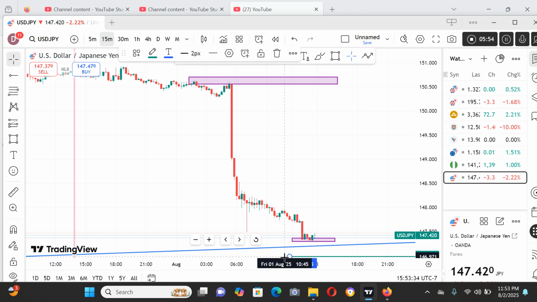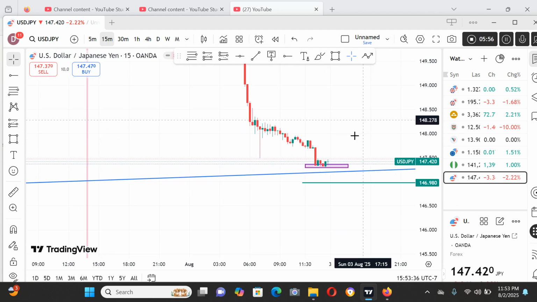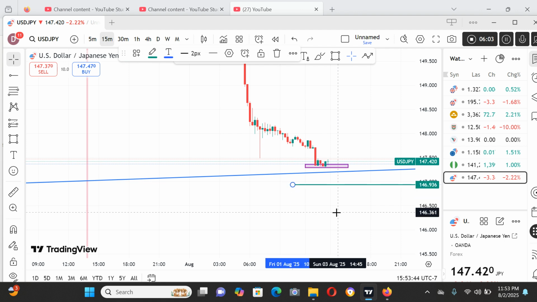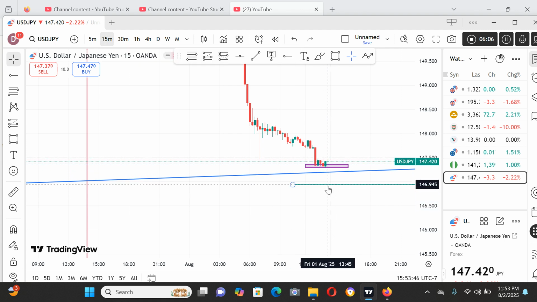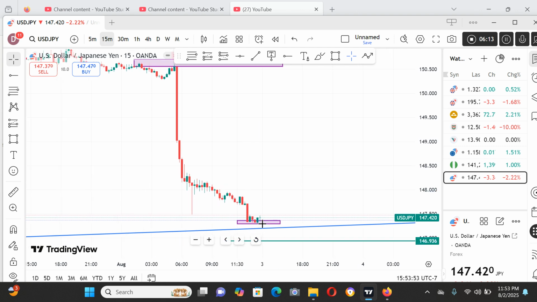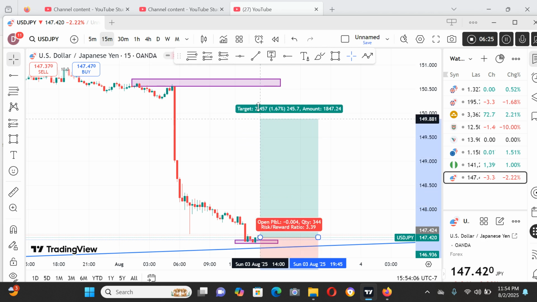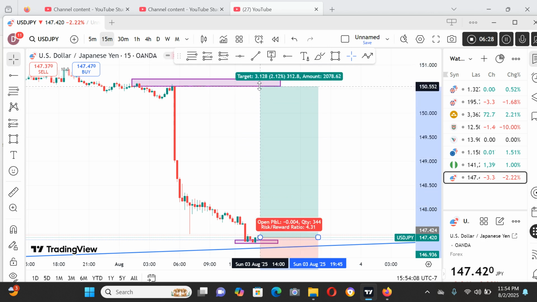Giving it a little breathing space, our stop loss should be slightly below here. What this simply means is that if the market comes down here and takes us out, we agree to be wrong. So our stop loss should be here. If you are placing a long, we place our long here, and we'll be targeting here.